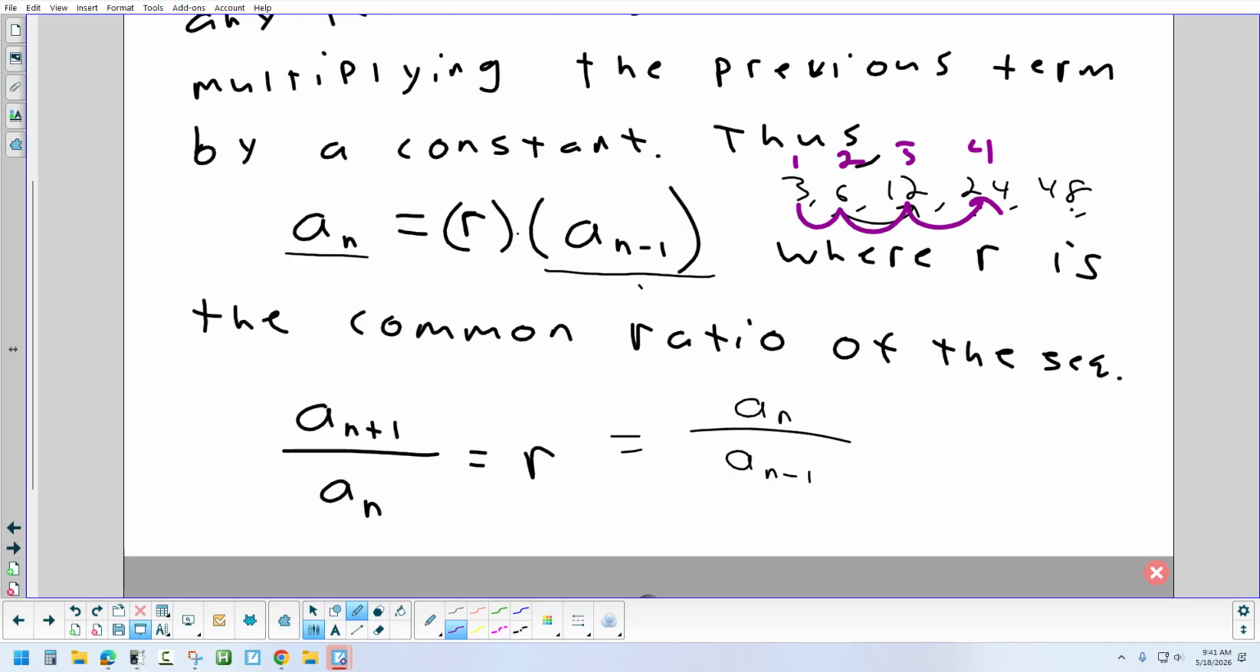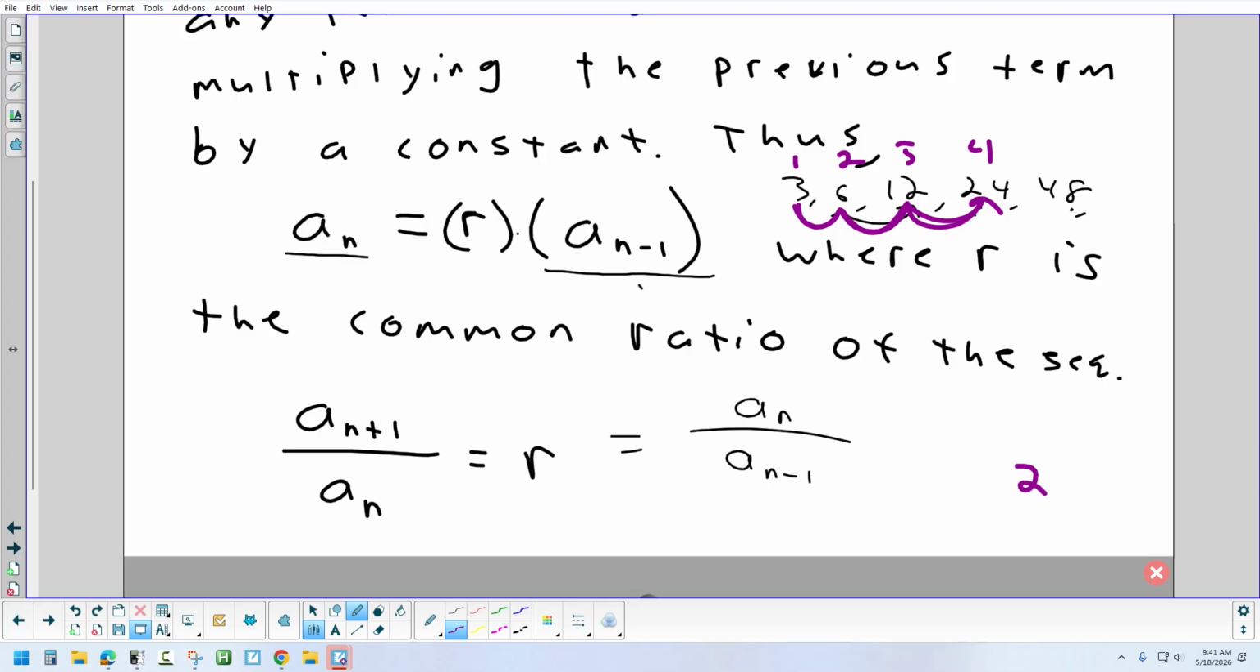But what power would we raise it to if we want to multiply it by itself 1 less than the term we're trying to get to? It would be R to the n minus 1. So you have to raise r to the n minus 1. Now, let's try that with 2.